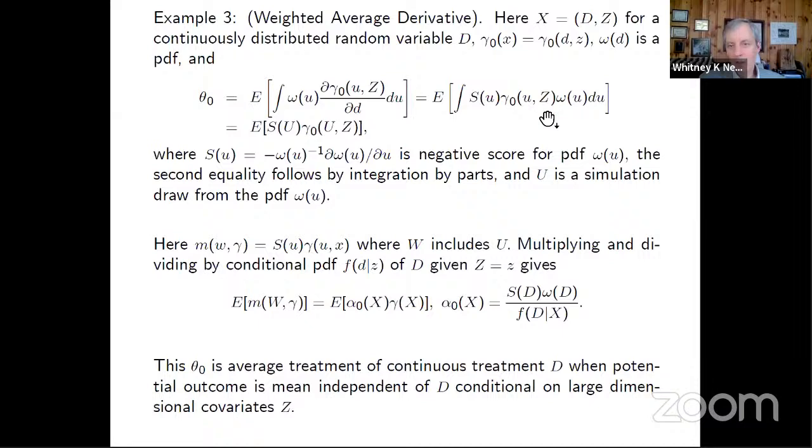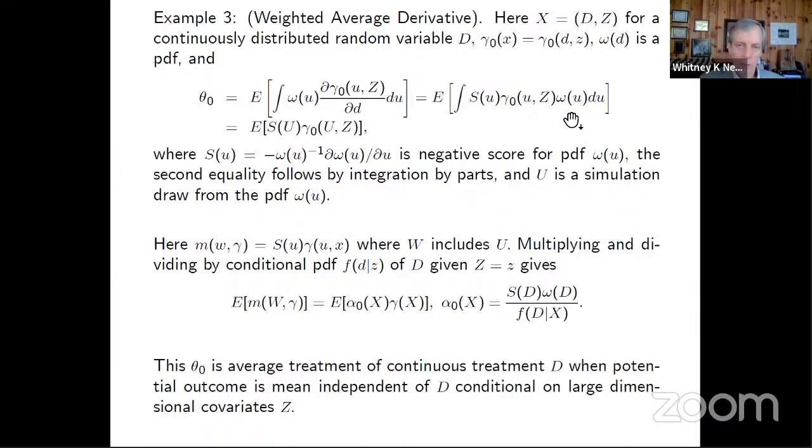You're integrating over the marginal density of Z here. So you just multiply and divide by the conditional density of D given Z. Multiply and divide by the conditional density. And that gives you the Riesz representer alpha naught as the negative score times the weight.